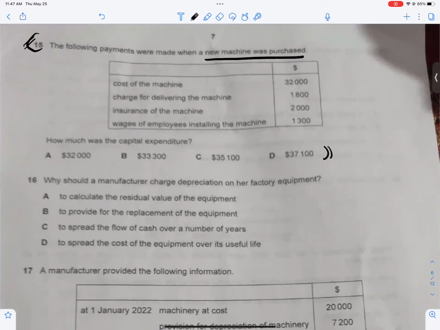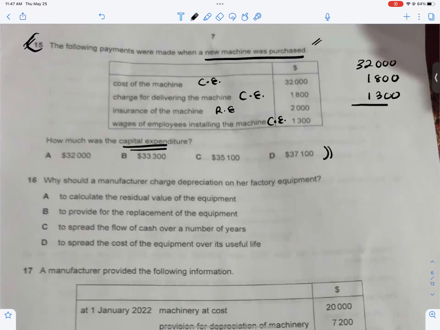The following payments were made when a new machine was purchased. How much was the capital expenditure? Cost of machine 32,000. Charge for delivering this machine 1,800. Insurance of machine 2,000. And wages of employees installing the machine 3,300. Insurance for machine won't come in this because insurance is a revenue expenditure. The rest three will come and the total is 32,000 plus 1,800 plus 3,300. It's 37,100. The answer is C.